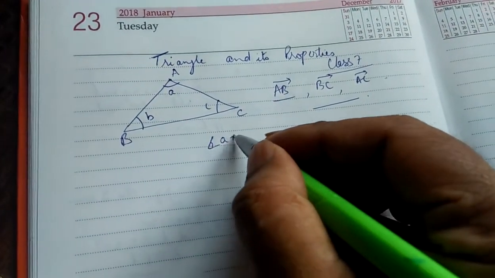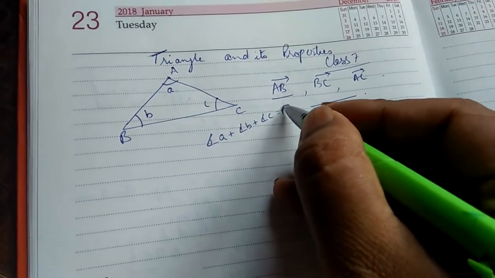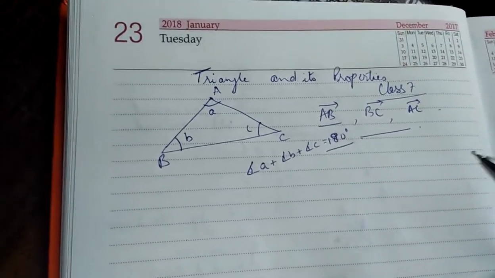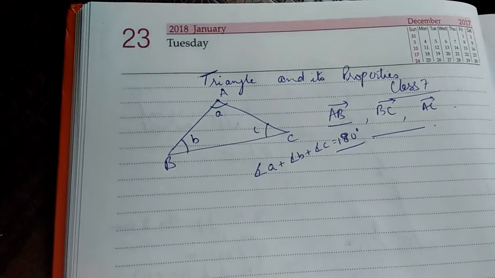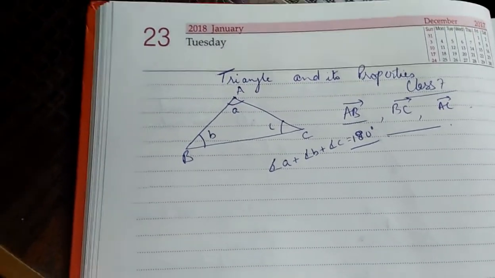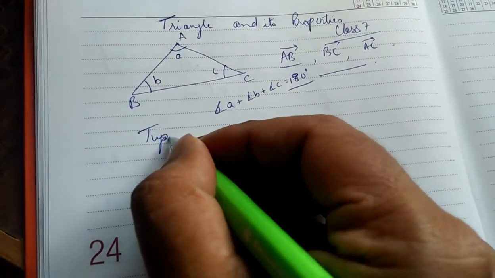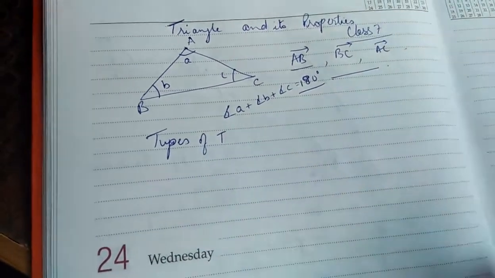Angle A plus angle B plus angle C is equal to 180 degree. This is the sum of the angles of a triangle is 180 degree. Okay, so this is one property you need to understand. Okay, now types of triangles.